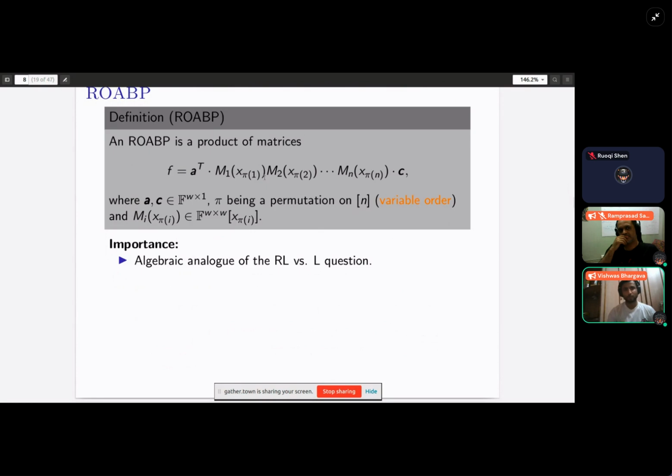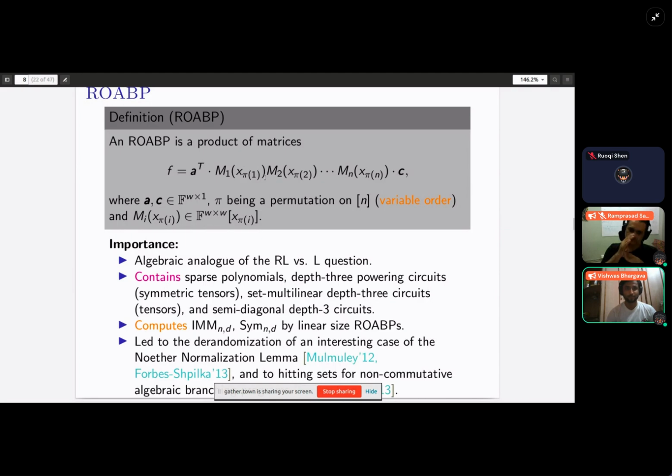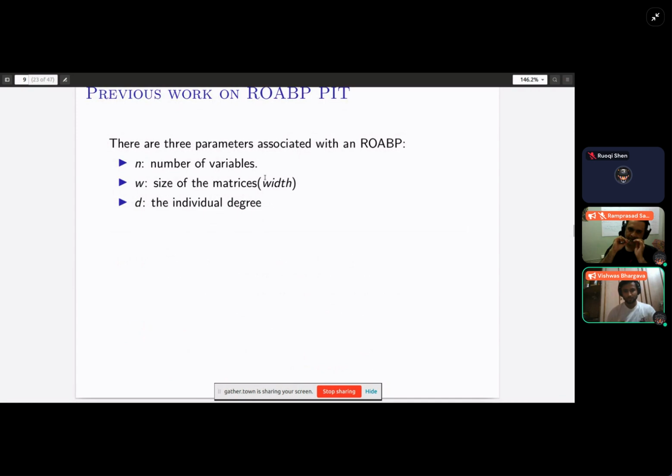So this model has found lots of applications in various fields. One can look at it as PIT for ROABP being the algebraic analog of the RL versus L question. It can compute lots of interesting polynomials and contains lots of interesting classes. And also just doing PIT for this has given us applications to non-commutative ABP PIT and a special case of the Noether normalization lemma.